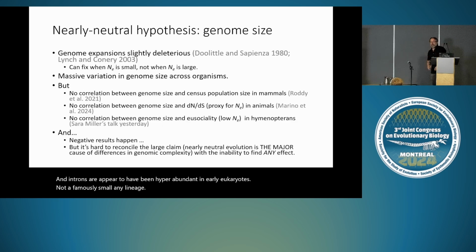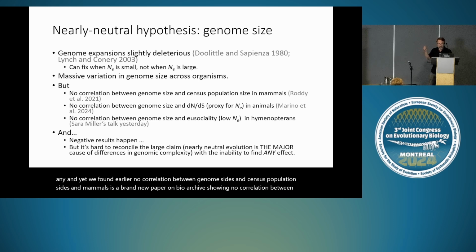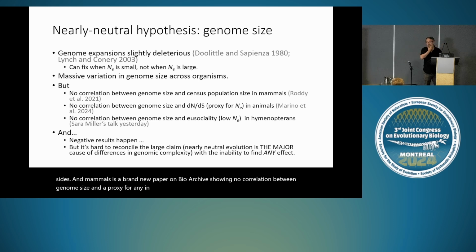Okay, we can continue on to genome size, just looking at the size of genomes. Again, genome expansions being slightly deleterious seems likely. Again, we'd expect a correlation with NE. And yet, we found earlier no correlation between genome size and census population size in mammals. There's a brand new paper on bioRxiv showing no correlation between genome size and a proxy for NE in animals. And hopefully people saw Sarah Miller's talk yesterday showing no correlation with eusociality, and again, the presumed decrease in NE.